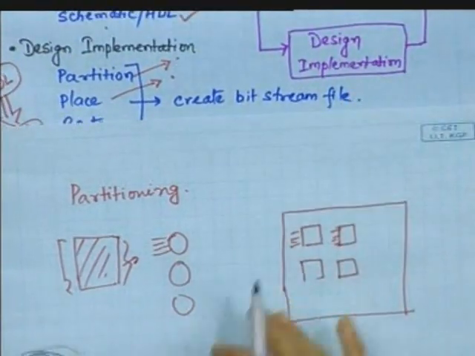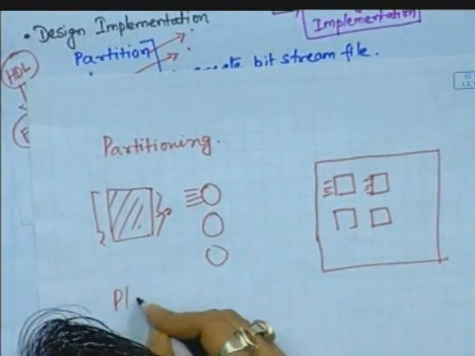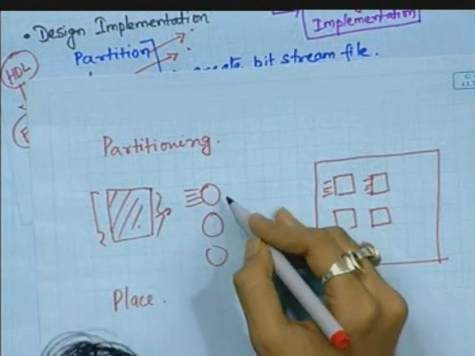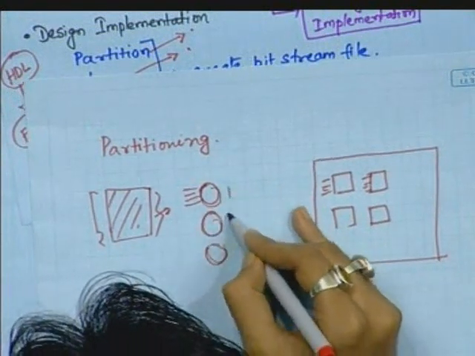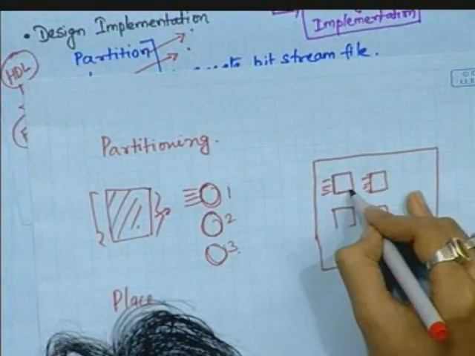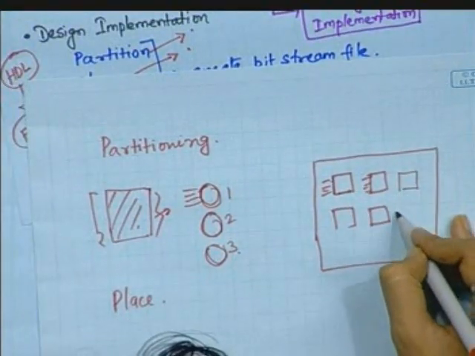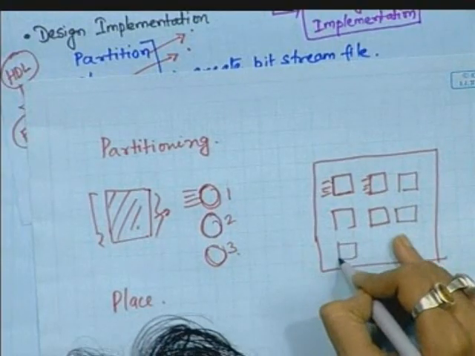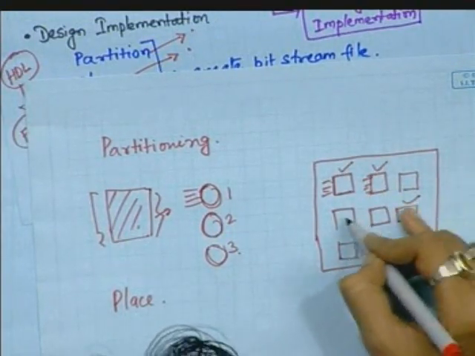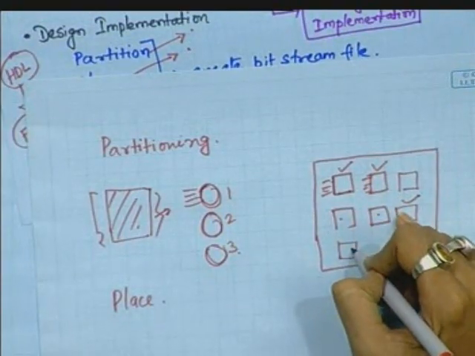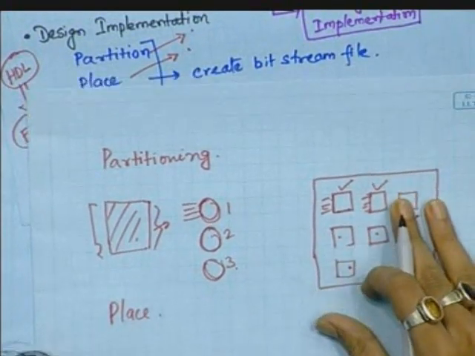Now, the next step is place. Suppose we have 3 logic blocks. There are millions of CLBs available nowadays. Which CLBs will you choose? Will you choose these 3 or these 3? These decisions are actually taken in placing.